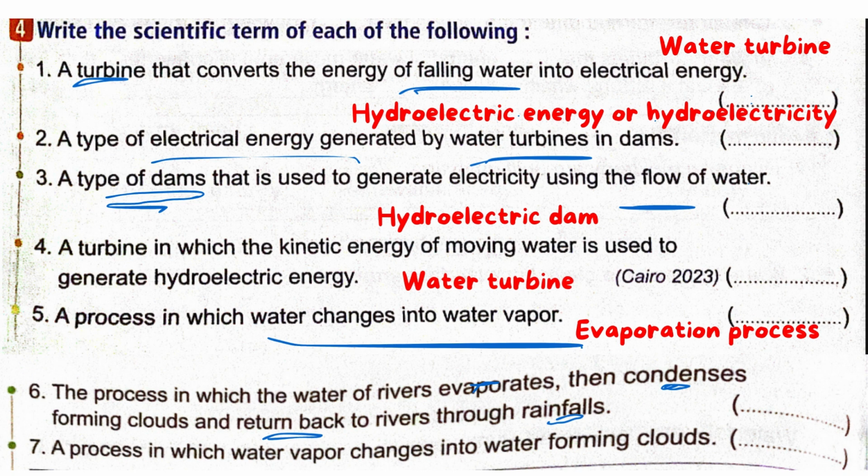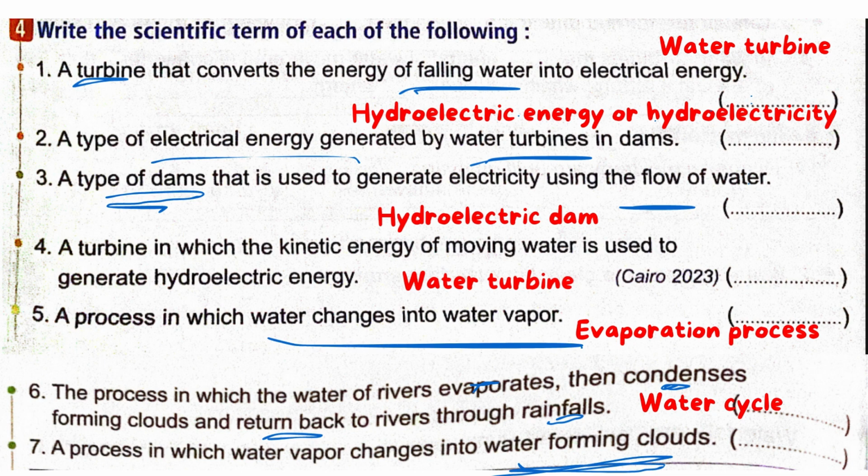The process in which the water of rivers evaporates, then condenses, forming clouds, and returns back to rivers through the rain falls. So this is what? This is the whole cycle. So this is the water cycle, the process in which the water of the rivers evaporates, then condenses, forming clouds, and rain falls. So this is the water cycle.